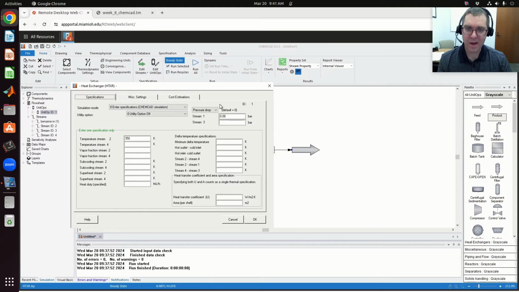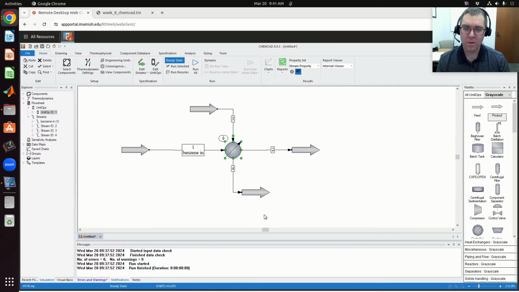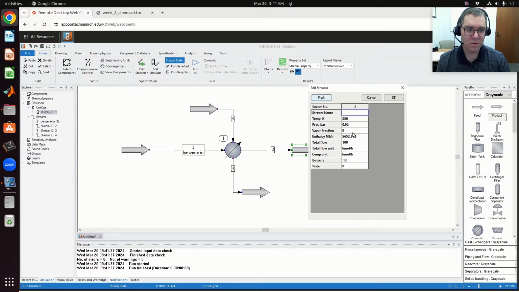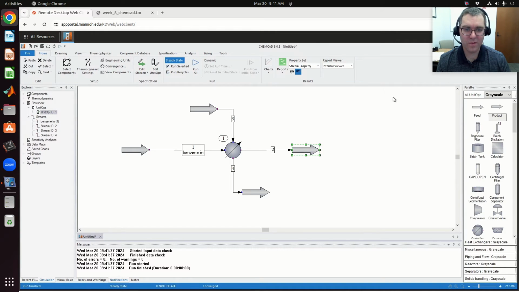Now up top under pressure drop, there's not just one box, there's two now, and we are told that there's a pressure drop of 0.08 bars on both lines. Okay, cool. And so utility off. We could play around with controlling flow rates, but we're not going to touch that for now. So if I run this, the simulation converges. So this is still, now I'm heated up to 350 Kelvin.